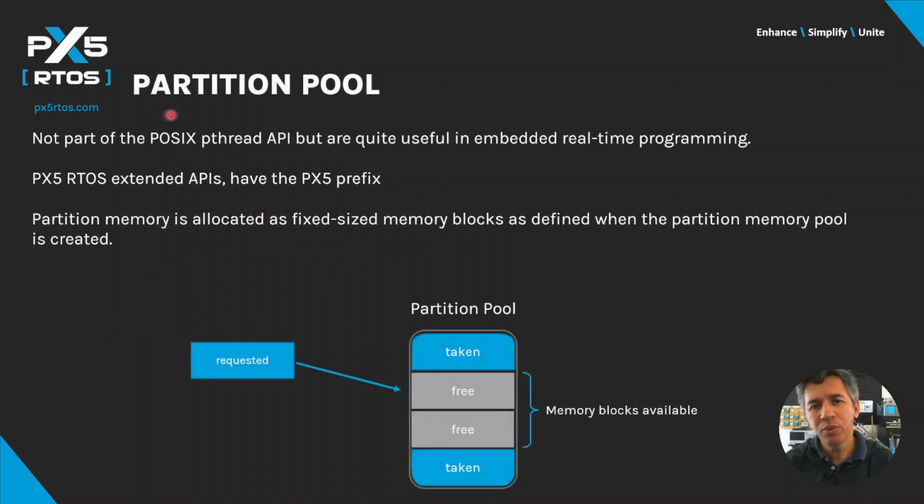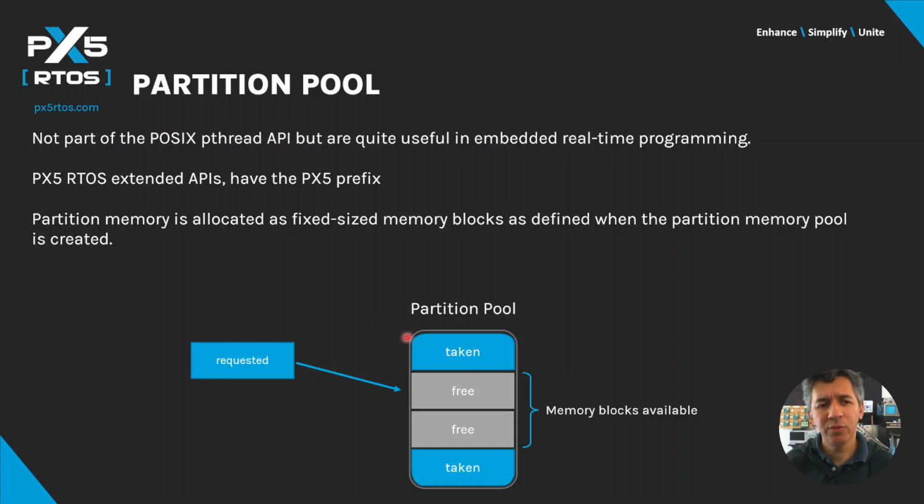The partition pool APIs we'll see in this presentation are not part of the standard POSIX pthread APIs. They're actually part of the PX5 RTOS extended APIs. That's the reason why all of them have the PX5 prefix. The partition memory is allocated as a fixed size memory block as defined when the partition pool is created. Dynamic and variable length allocation is also available, but we cover that in a different video.